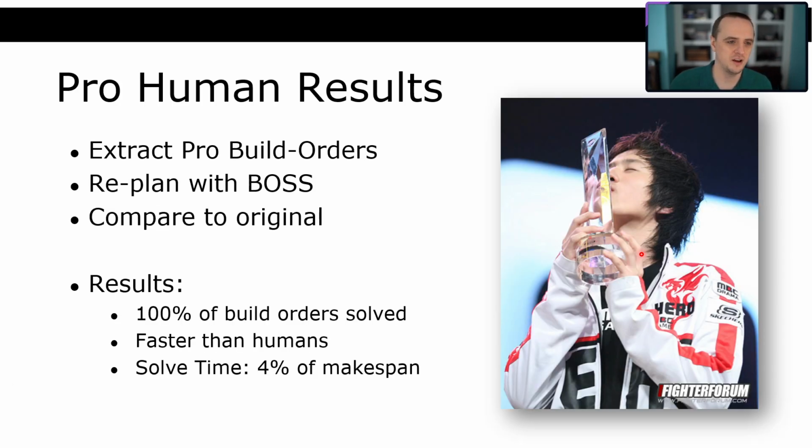What we did was compare the build orders that the search system produced with pro-human replays, and all our build orders were faster than theirs. But that's not really a fair comparison because they were being attacked and stuff, but it's the only real comparison that we could make.